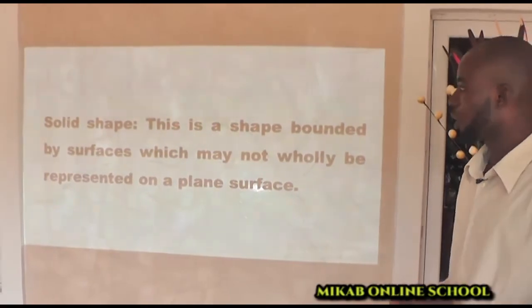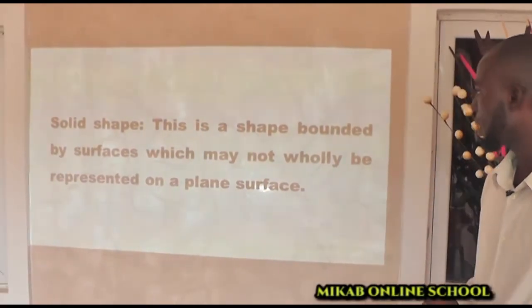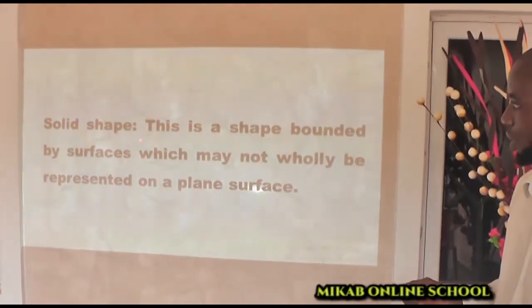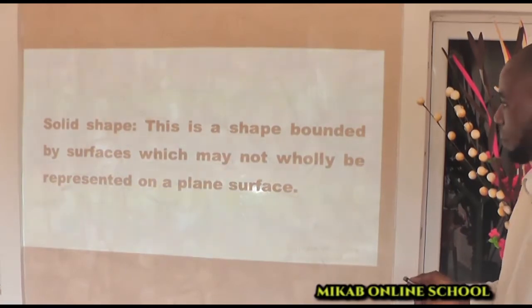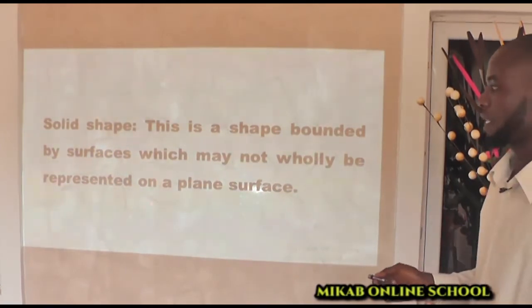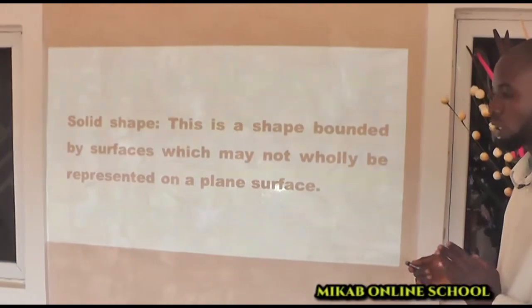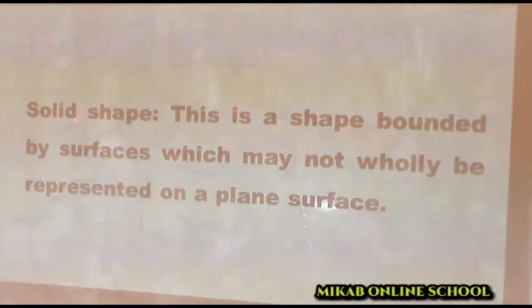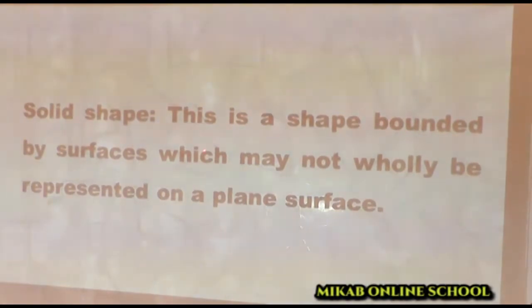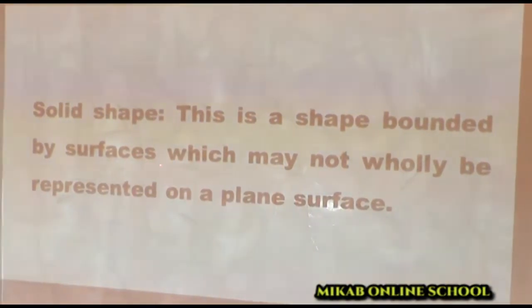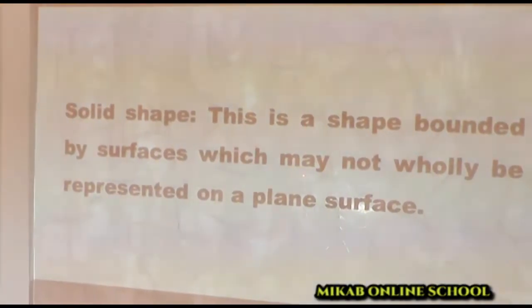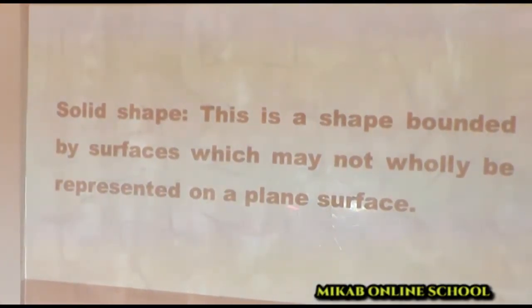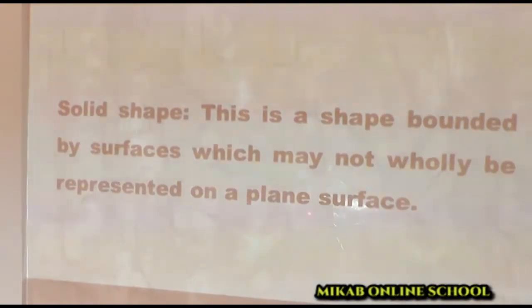If you are talking about a solid shape, this is a shape bounded by surfaces, which may not wholly be represented on a plane surface. I take it again. A solid shape is a shape bounded by surfaces, which may not wholly be represented on a plane surface.